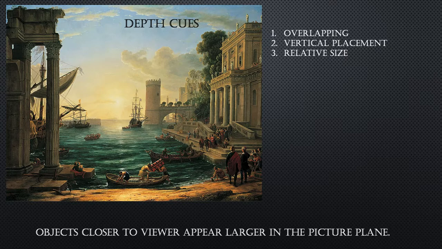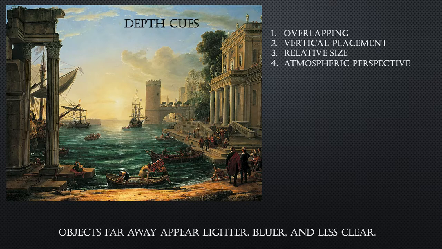Relative size. Objects closer to the viewer appear larger in the picture plane. Now, look at the relative size between this little rowboat here and this ship in the background. On the picture plane, the rowboat is shown much larger than the ship, but you know and I know that in actuality, a ship is much larger than a rowboat, but the artist creates that illusion of space by making the ship small back there.